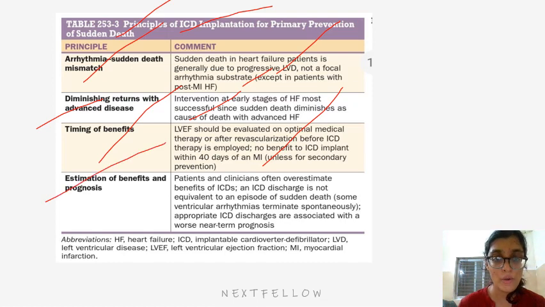Estimation of benefits and prognosis. Patients and clinicians often overestimate the benefits of ICD, and ICD discharge is not equivalent to an episode of sudden death. Some ventricular arrhythmias terminate spontaneously. Appropriate ICD discharges are associated with worse near-term prognosis.